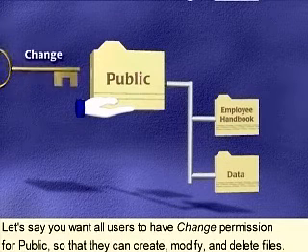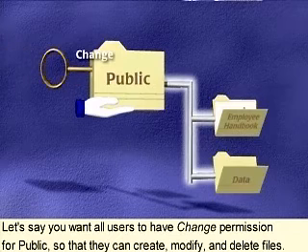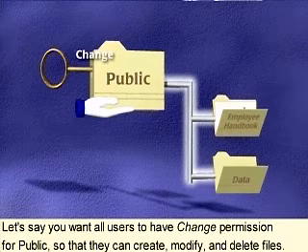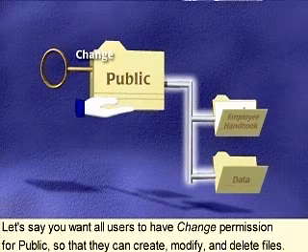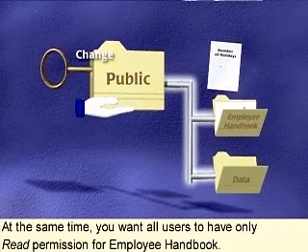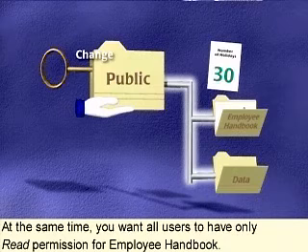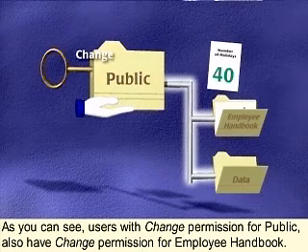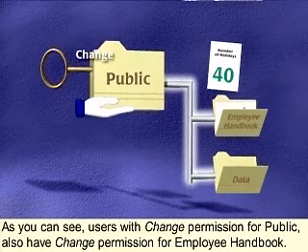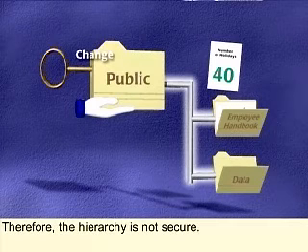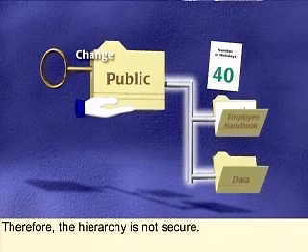Let's say that you want all users to have change permission for public so that they can create, modify, and delete files. At the same time, you want all users to have only read permission for Employee Handbook. As you can see, users with change permission for public also have change permission for Employee Handbook. Therefore, the hierarchy is not secure.